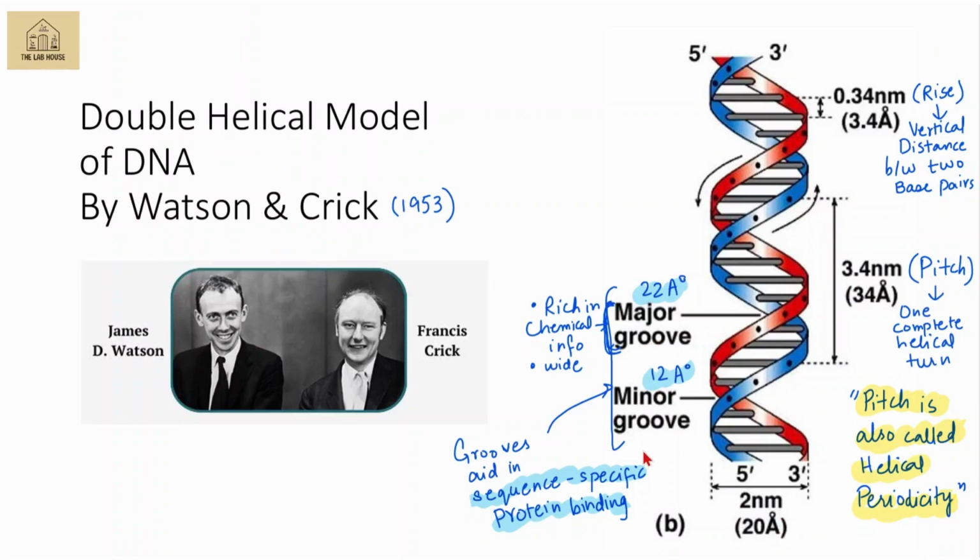There are a major groove and a minor groove. The major groove is about 22 angstroms and the minor groove is about 12 angstroms. The major groove is rich in chemical information and wider than the minor groove. Both grooves aid in sequence-specific protein binding.